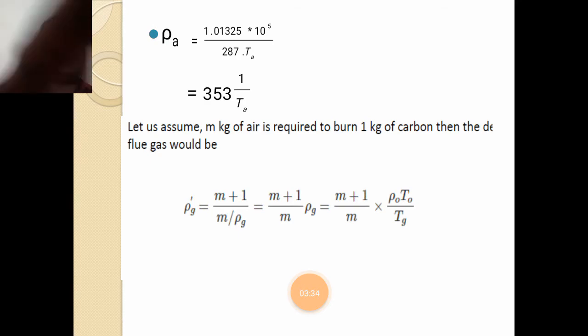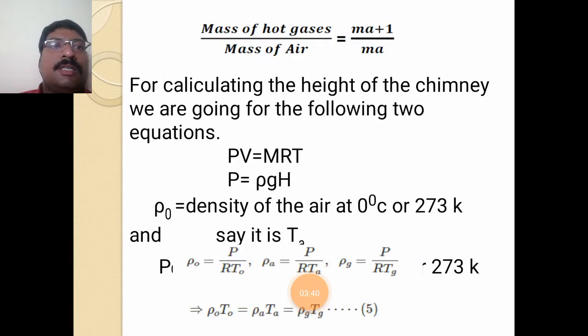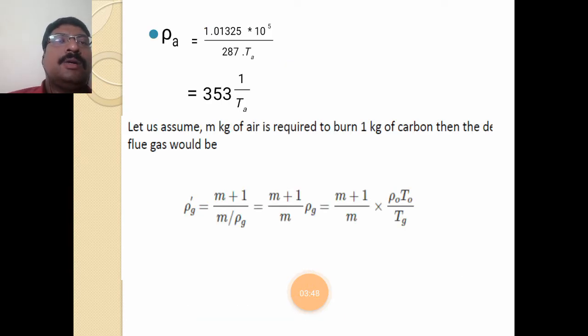If we take the first two equations, that is rho naught T0 is equal to rho A TA, we can write rho A is equal to rho naught by TA into T0. Here rho naught is the density at atmospheric pressure, that is 1.0135 into 10 power 5 bar, divided by 287 into TA.